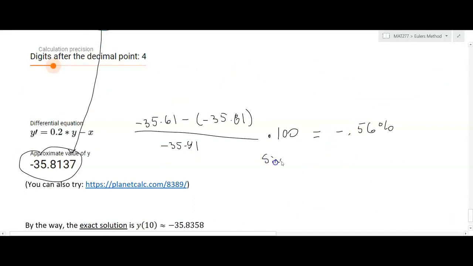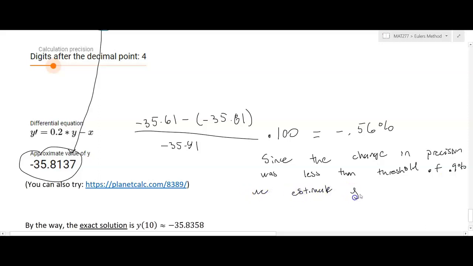So since the change in precision was less than the threshold of 0.9%, we estimate that y of 10, and maybe down here I'll just say that this was for delta t of 0.001, our estimate is about negative 35.81. And it doesn't matter that it's negative.